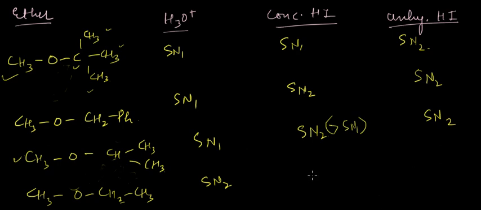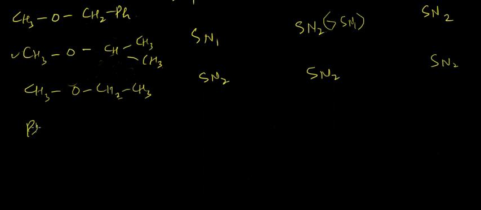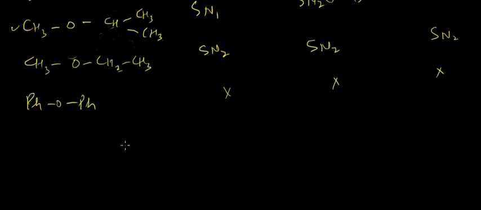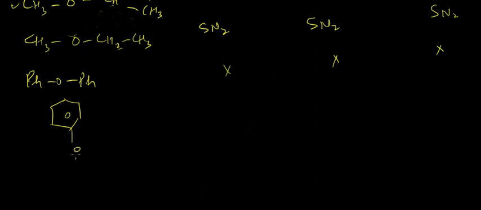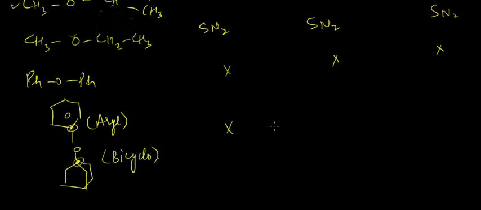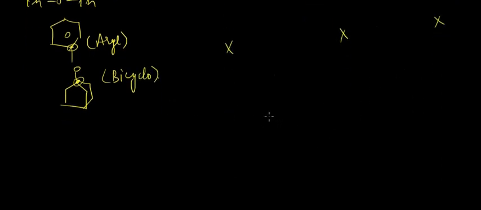then concentrated HI, it will be SN2 and this will also be SN2. What about this? No reaction. Why? We cannot have any partial positive charge on the phenyl ring due to the formation of aryl cation. Okay, what about this compound? So in this compound also we cannot have any partial positive charge on this one or on this carbon. On this carbon you cannot have because of aryl cation formation, and on this you have a bicyclo constraint. So in all the 3 cases, it won't react.